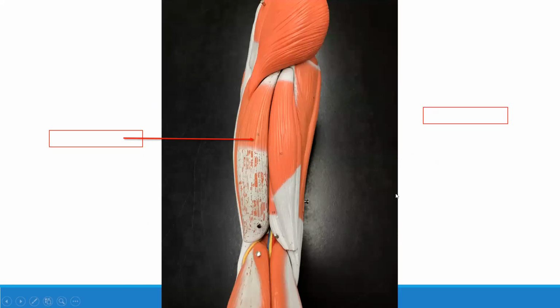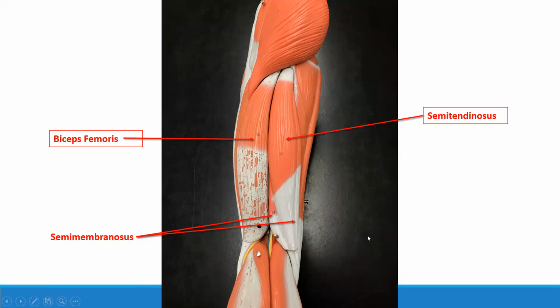We see them here on our model. The biceps femoris on the lateral side, the semitendinosus on the top here in the medial side, and this is a really bad model because these two are fused together. But underneath there is the semimembranosus. You can barely see it on our leg models we have.